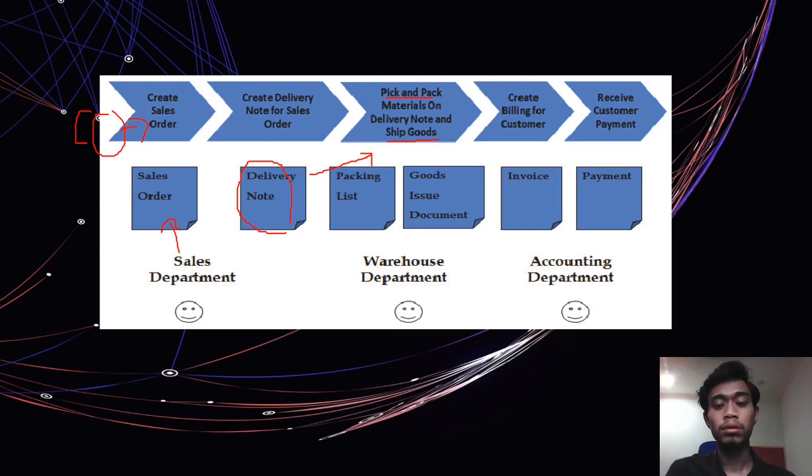Alright, so when the material has been shipped, the delivery note and the sale order go to the accounting department to create billing for customer. This is where the invoice is issued by the accounting department. Okay, so when dah tu dia akan receive customer payment. Okay, accounting department pun kena update dia punya sales journal and general ledger semualah.